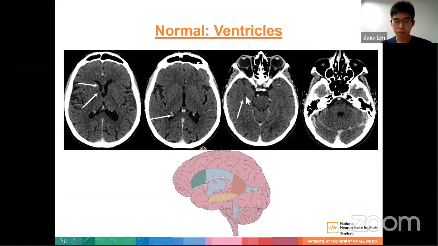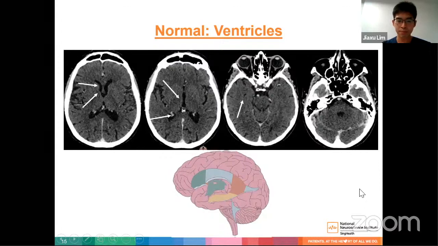The temporal horns as well are generally slit-like and not easily seen, unlike this schematic we have over here. Once the temporal horn gets more and more prominent, that's another red flag as well. Now over here, we have a slit-like midline structure, and this is the third ventricle. And of course, we have the Sylvius and the fourth ventricle over here.